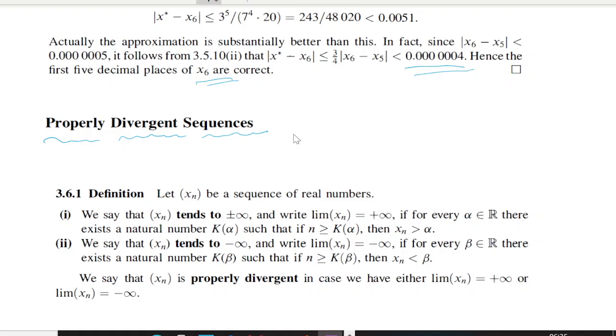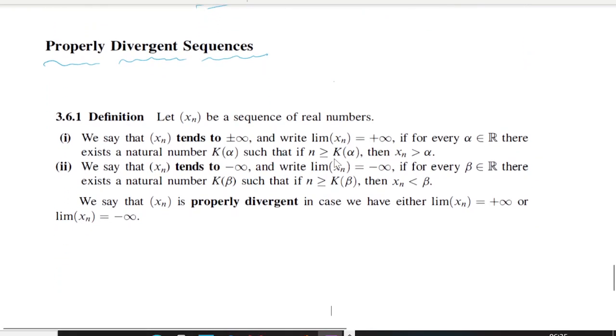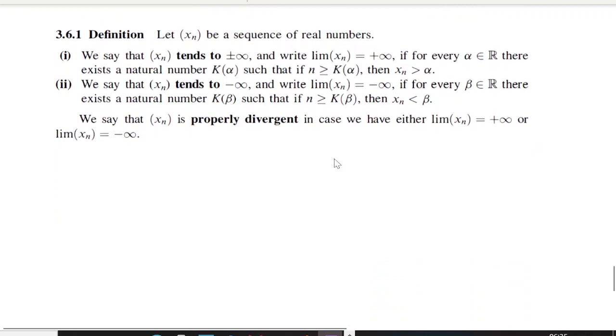For example, suppose you have the sequence Xn equal to n. That means the values are 1, 2, 3, 4, 5, 6, 7, etc. It's going like this. Now Xn tends to plus infinity. This we know.